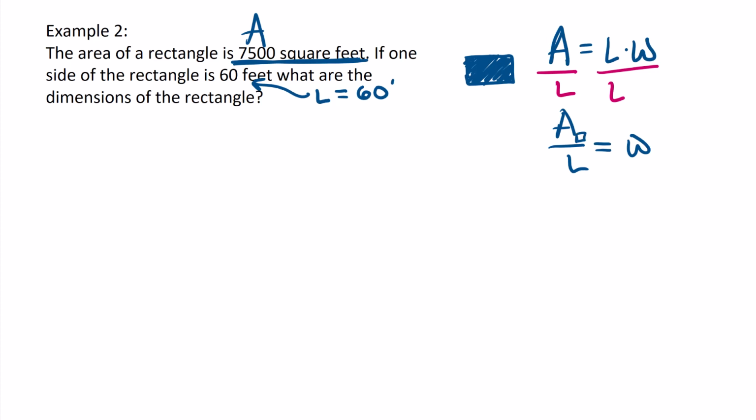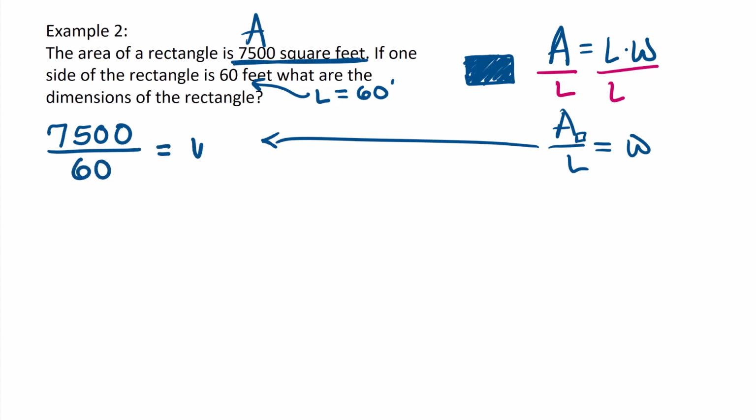The area of the rectangle in the numerator will be, and I'm just going to go over here so you can see what I'm doing, 7,500 divided by 60 is equal to W. This will give us the width of the rectangle. And now we can just put this in our calculator, 7,500, and then the division symbol, 60. This will give us the width. So the width is 125 feet.